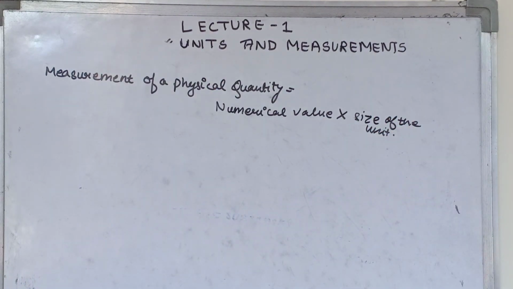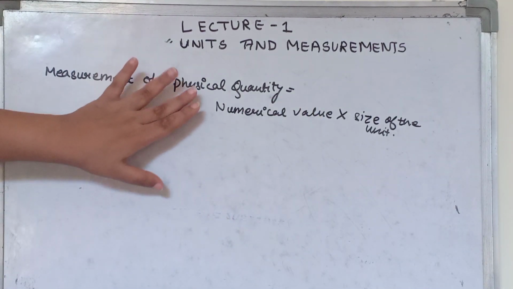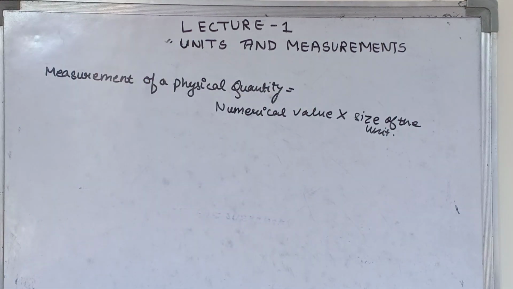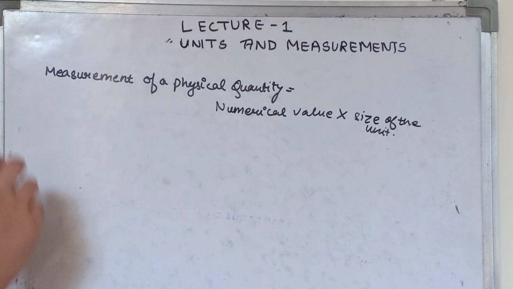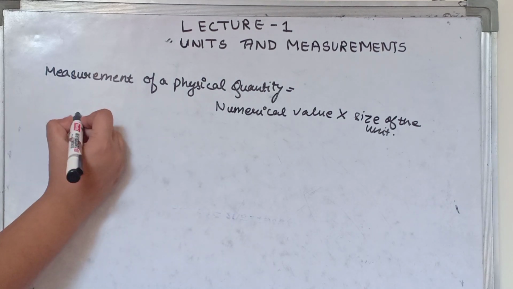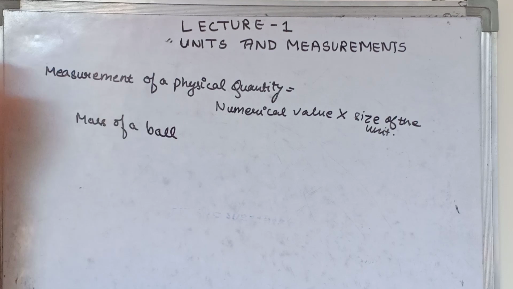So, when we have to measure any physical quantity, these are the two things which we require. Number one is numerical value. Number two is size of the unit. For example, we want to know the mass of a particular thing, say the mass of a big ball. Fine.